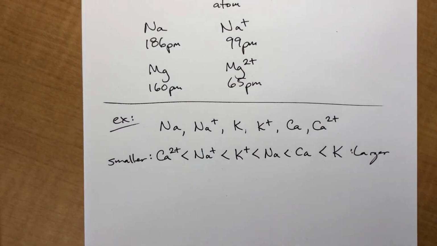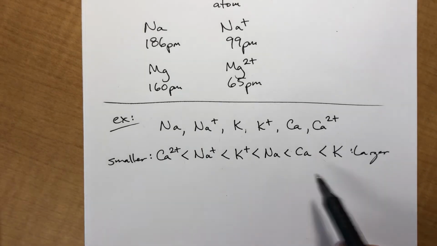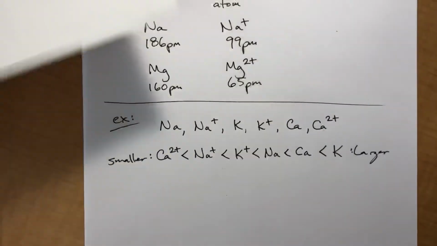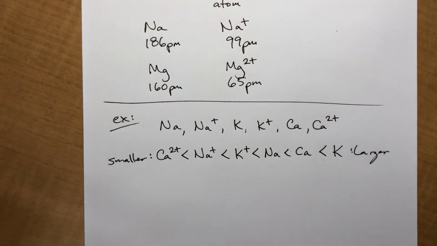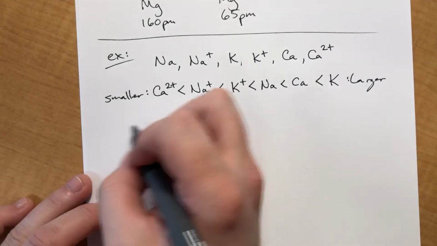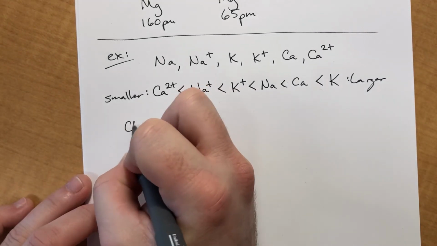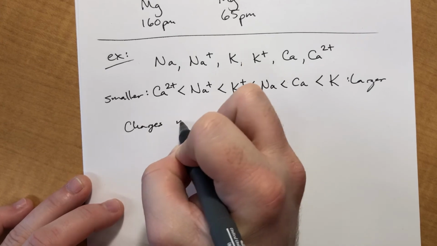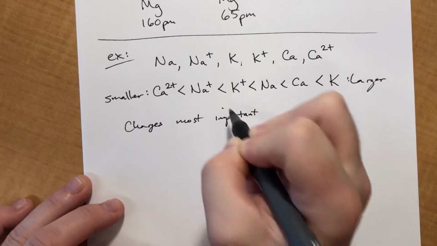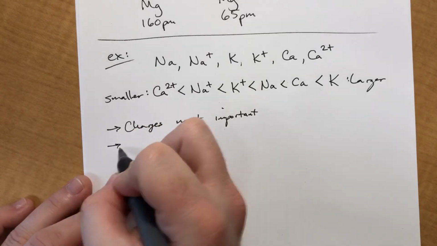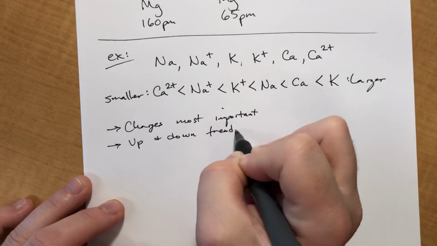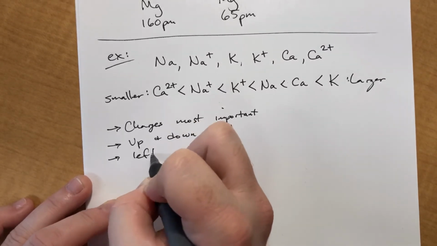So this is the logic of how to work through these problems. They don't look that bad, but you kind of have to understand the principle of how these trends actually work to be able to figure this stuff out. So the idea is charges are the most important. It's the most important place to start. They have the biggest effect on size. Then the up and down trend, then the left and right trend.